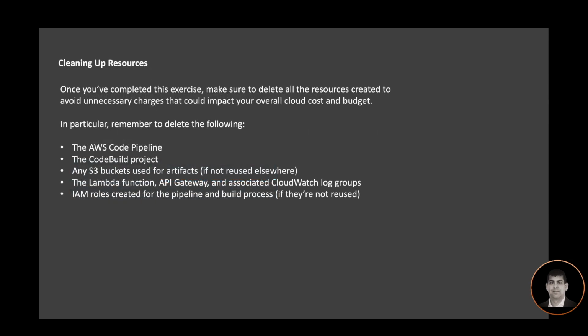Now, once you have completed the exercise, make sure to delete all the resources created to avoid unnecessary charges that could impact your overall cloud cost and budget. In particular, remember to delete the AWS CodePipeline, the AWS CodeBuild project, any S3 bucket used for artifacts, and then the Lambda function, API Gateway, and associated CloudWatch log group. If you created a new IAM role, then delete that also if it is not going to be reused.